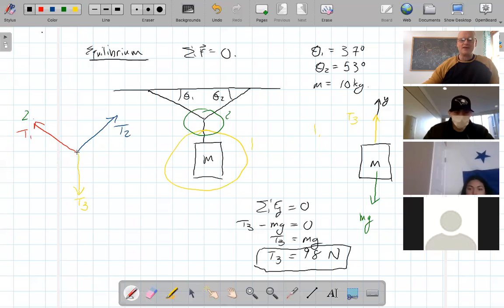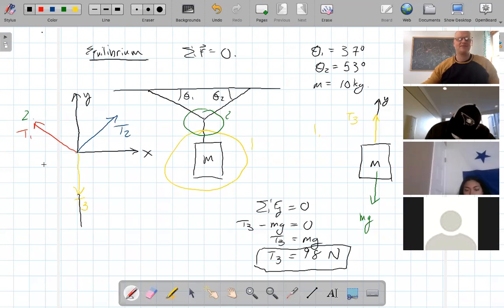For here, let's put in our coordinate system. So I'm going to call this my x-axis. And then let's put the y-axis in the usual upward direction, so that this is my negative y-axis this way. Okay, let me extend my x-axis here. So this here is angle θ2.